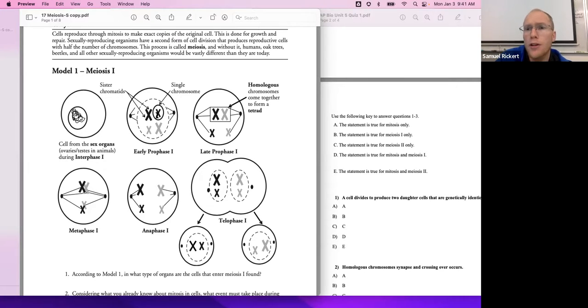So far, we're actually looking identical to prophase. However, a key difference here is that in prophase 1, unlike prophase in mitosis, they actually form something called a tetrad. And this is where crossing over occurs. The important thing is only homologous chromosomes come together.